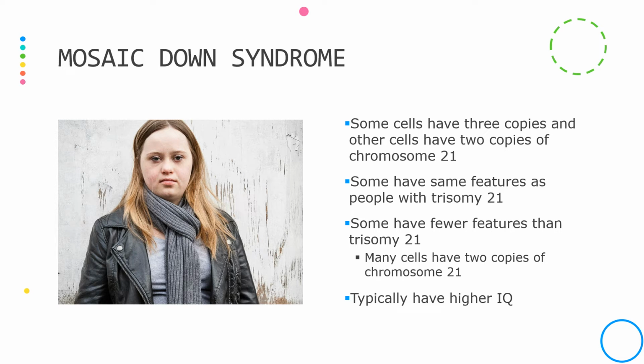Mosaic Down syndrome is when some cells have 3 copies of chromosome 21 and other cells have the favorable 2 copies of chromosome 21. Some people will have all of the phenotypic effects as people with trisomy 21, and others will have fewer features than trisomy 21 due to many of the cells in their body having the preferred 2 copies of chromosome 21. Overall, people with mosaic Down syndrome typically have a higher IQ.